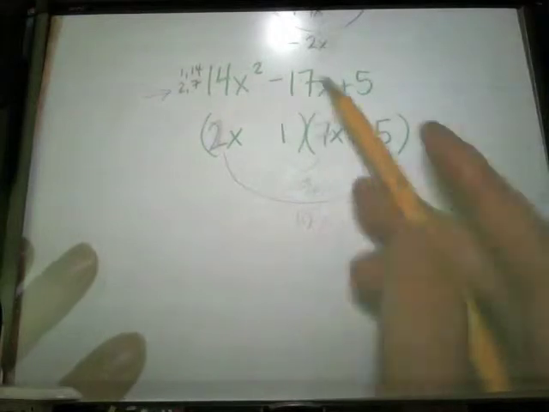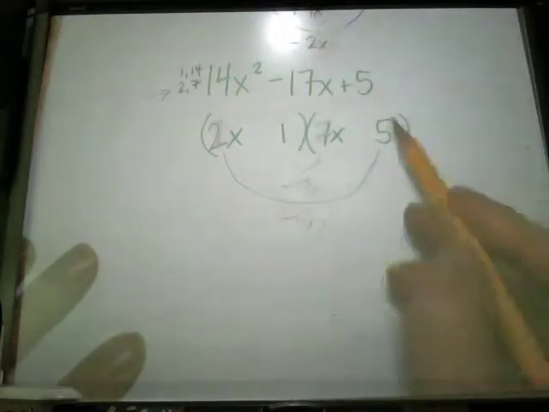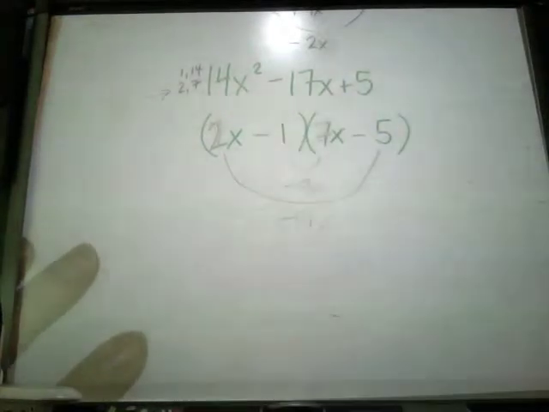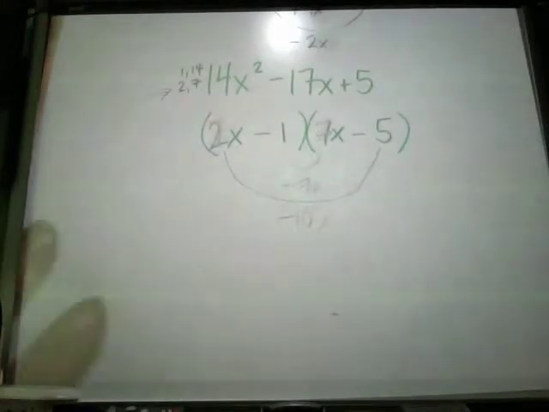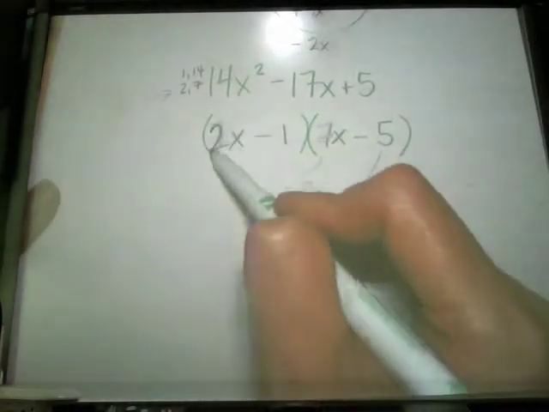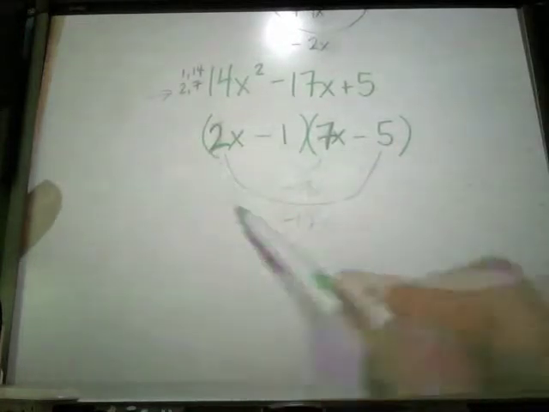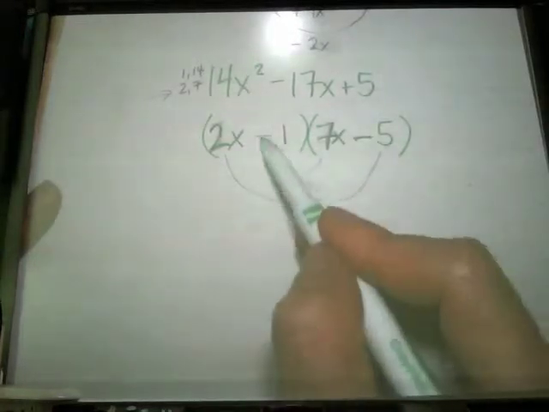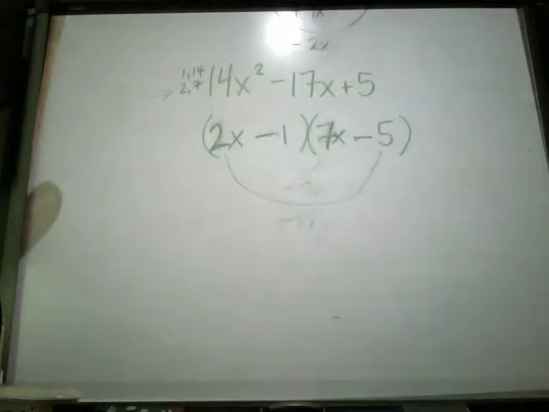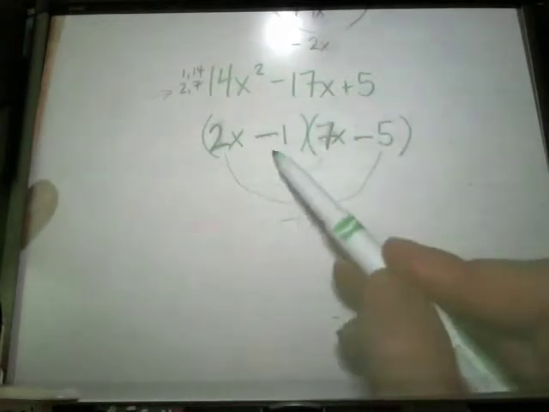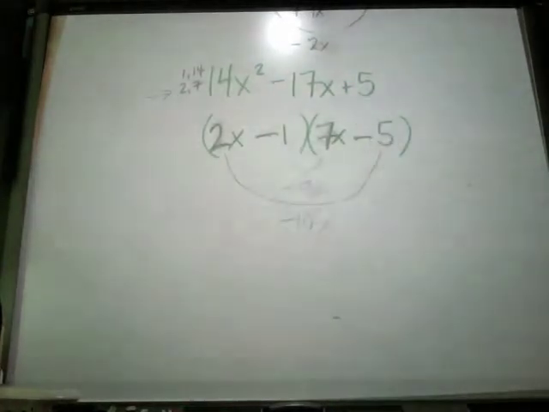10 and 7, oh wait, if it's negative 17, if I make both of these negative, that looks like it'll work. Let's double check. 2x times 7x makes 14x squared. Negative 10x and negative 7x combines to make negative 17. And then finally, L for last, negative times negative makes a positive.